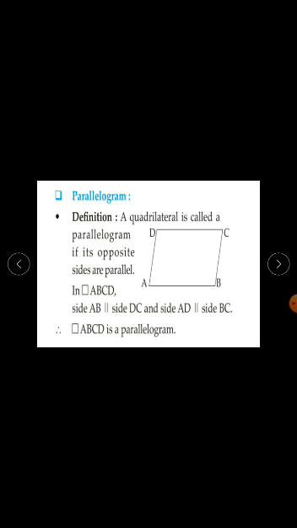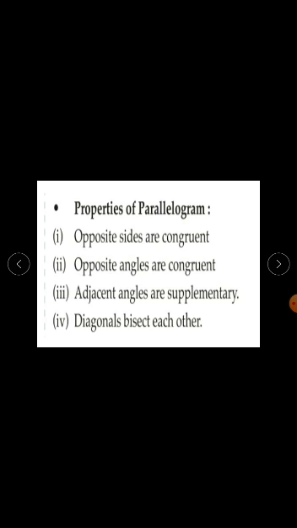If you draw segment AC and segment BD, seg AC is your diagonal AC and seg BD is your diagonal BD. So diagonals bisect each other. Fourth property is diagonals bisect each other.